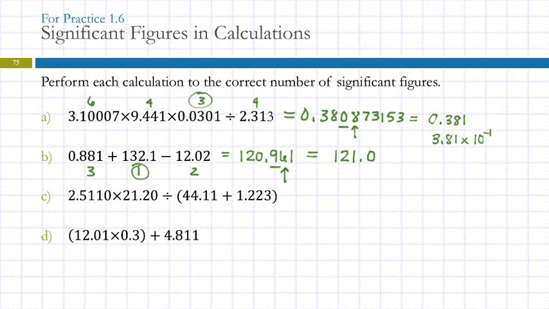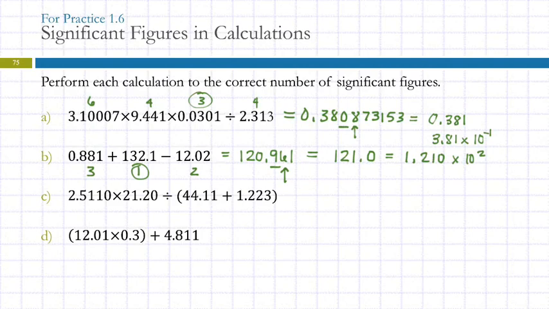We can put this in scientific notation. We can put 1.210 times 10 to the 2. Okay, either of those is good. Questions?